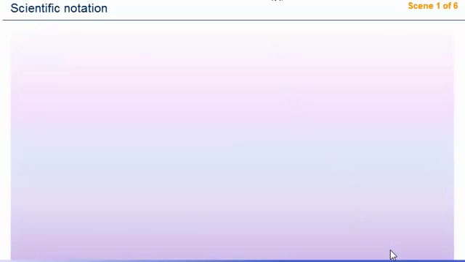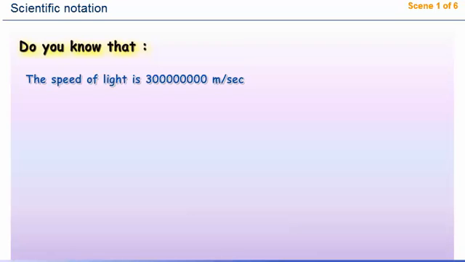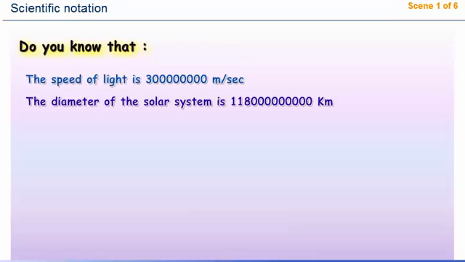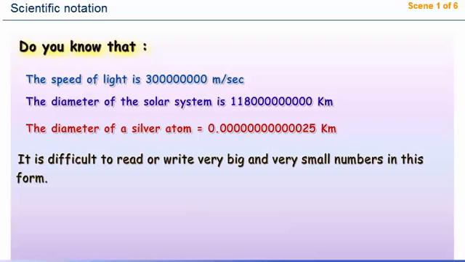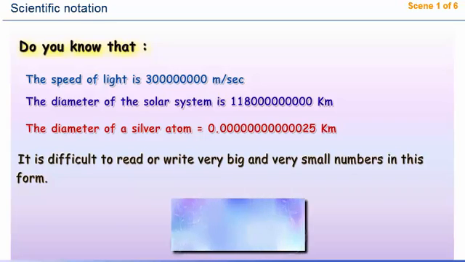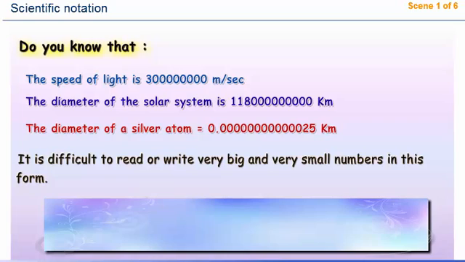Scientific notation. Try to read this information. The speed of light, the diameter of the solar system, the diameter of a silver atom. It is difficult to read and write very big and very small numbers written in this form. We need another easier form. We need the scientific notation.